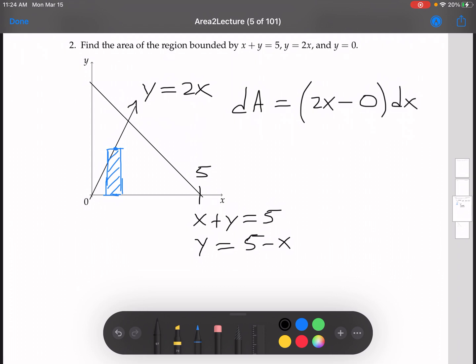Now here's the problem: this only describes rectangles up to this spot right here. The topmost function of this rectangle over here is not 2x. The topmost function of this one is 5 minus x. So this is why you have to have 2 integrals, because we have 2 topmost functions.